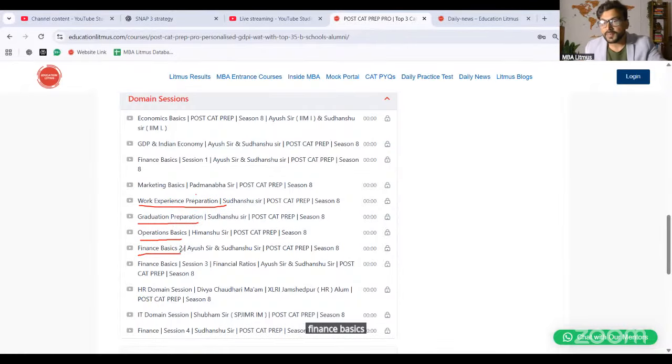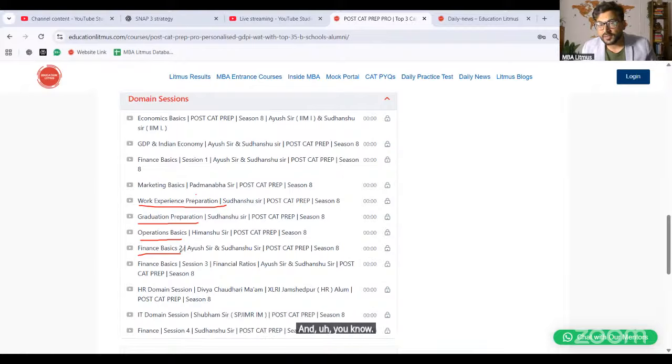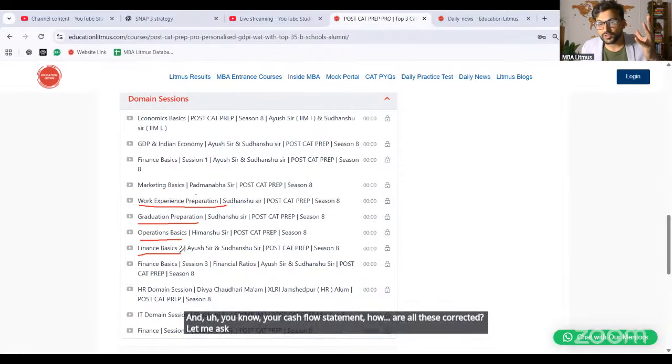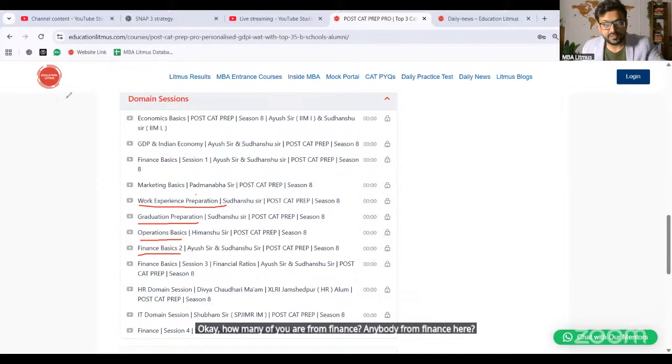Now, somebody who's a beginner has to start looking at finance basics, wherein you start getting into the financial statements: the balance sheet, the profit and loss, and your cash flow statement. How are all these connected? Let me ask you a very simple question. Is everybody able to hear me? How many of you are from finance? Anybody from finance here? Or accounting or commerce?